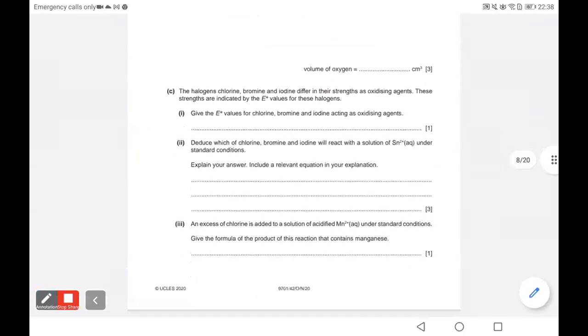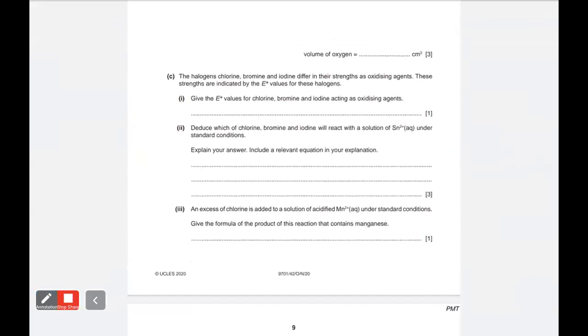Halogens, chlorine, bromine, iodine differ in their strength as oxidizing agents. These strengths are indicated by the E naught values of these halogens. Give E naught values for chlorine, bromine, iodine. We have to check from the data booklet. I can say that the E naught value is higher in chlorine.